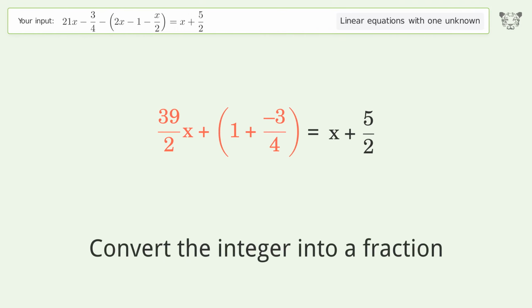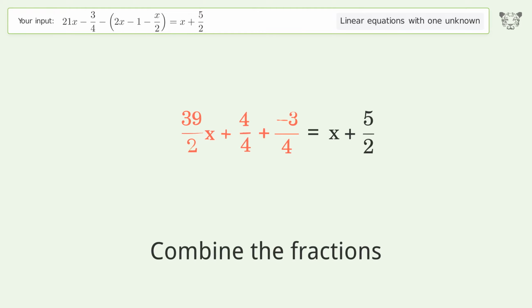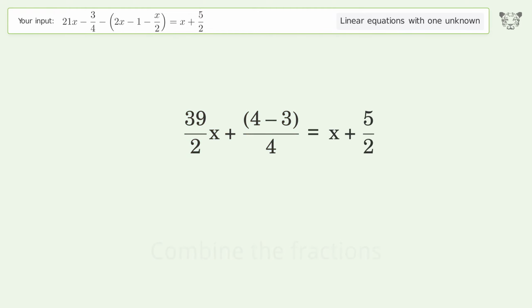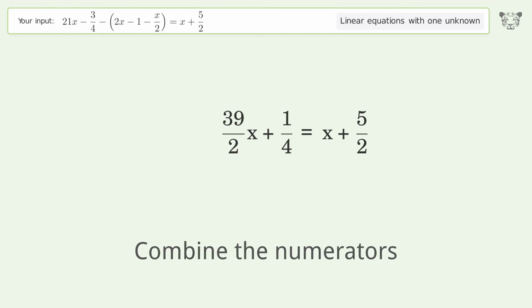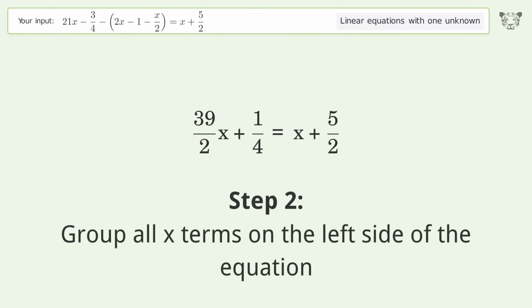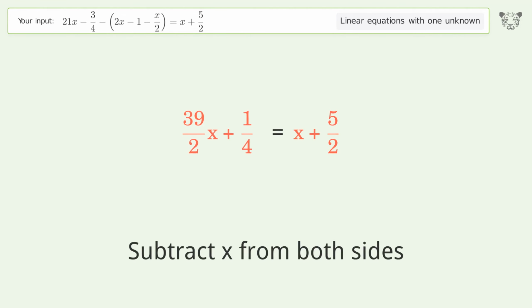Convert the integer into a fraction. Combine the fractions. Combine the numerators. Group all x terms on the left side of the equation. Subtract x from both sides.